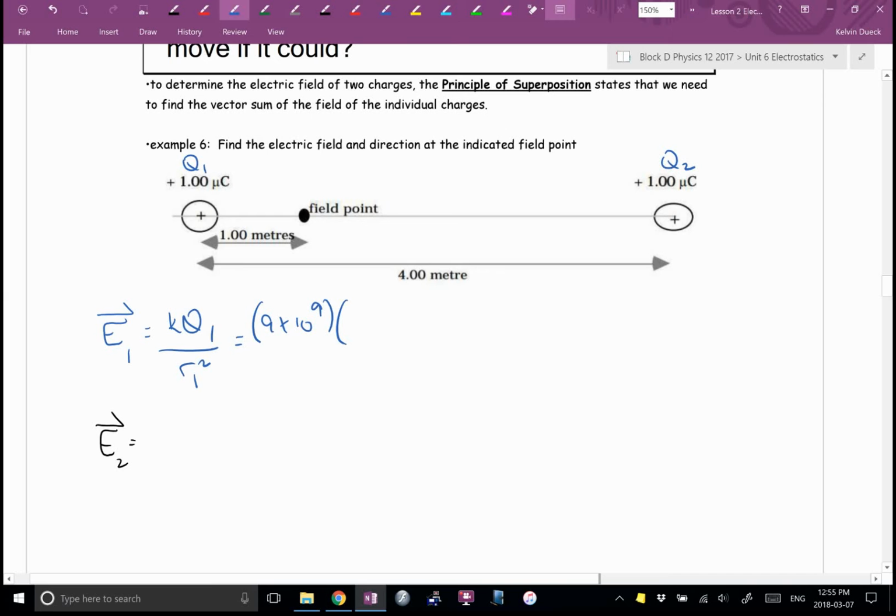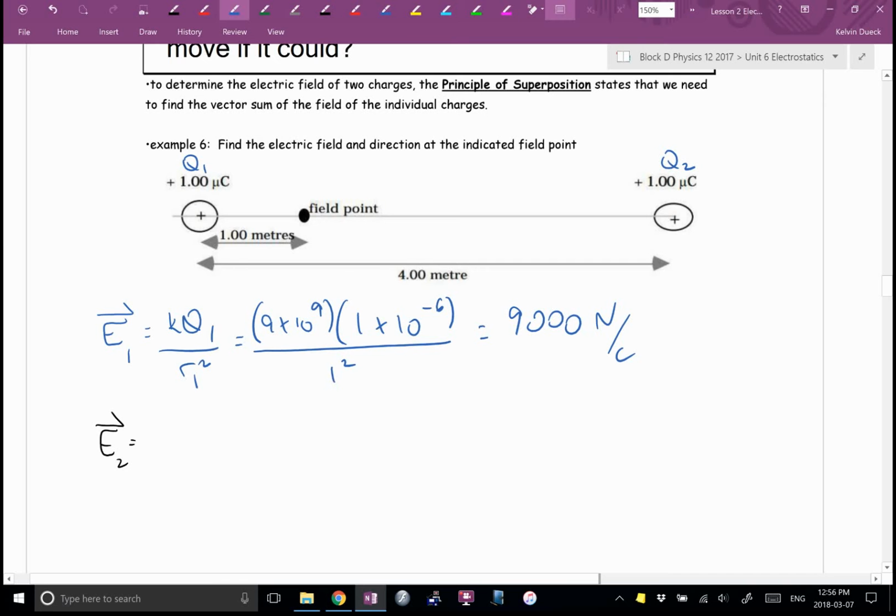How big is Q1? Positive. Oh, I'm not going to include the sign, the positive or the negative. Eyes open, sit up. 1 microcoulomb. What's R? So it's going to be 1 squared. Put your calculator down. Are you kidding me? What's 9 times 1? Divided by 1 squared is what? Still 9. So the number portion is going to be a 9. And then I have a 10 to the 9th times 10 to the negative 6. I think you can add. Oh, are you telling me it's going to be 9,000 newtons per coulomb?